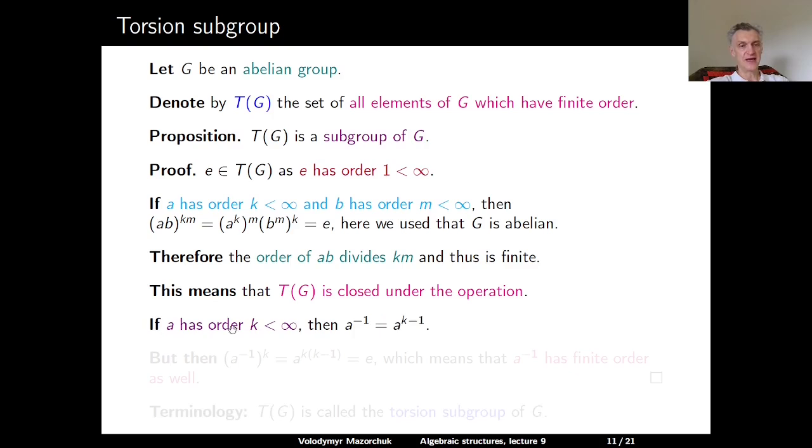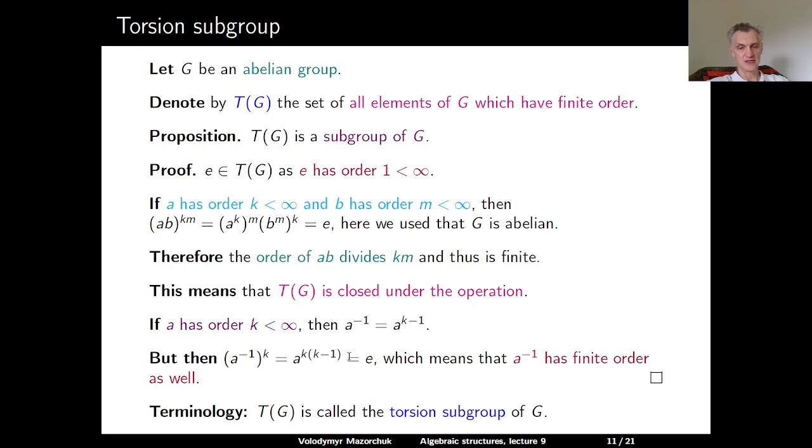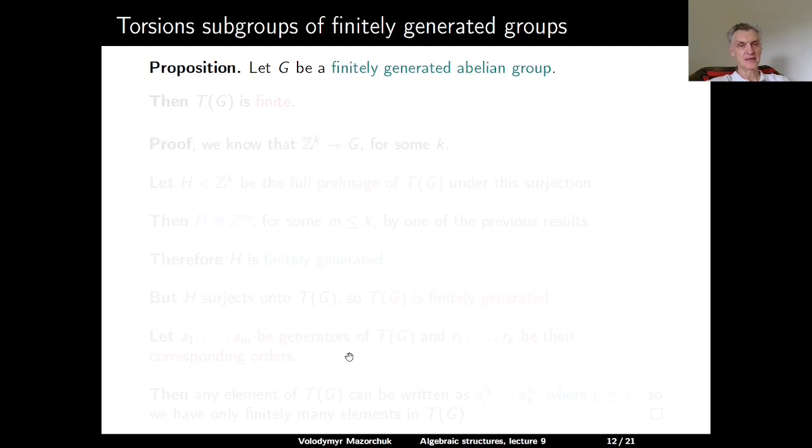Finally, if an element a has order k, which is a finite number, then a inverse is by definition equal to a^(k-1). But then (a inverse)^k can be written as a^(k(k-1)), which is the identity because a has order k. And this means that a inverse has an order which divides k(k-1). So it's also a finite number. So this proves that T(G) is a subgroup of G, and the subgroup is called the torsion subgroup of G. Next, let us talk about torsion subgroups of finitely generated groups.